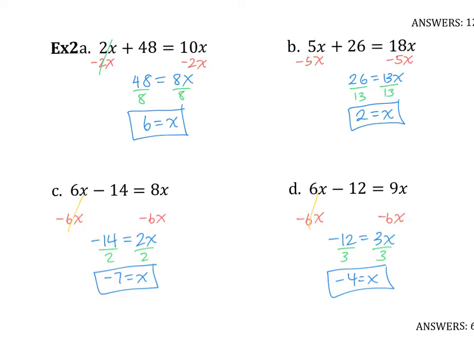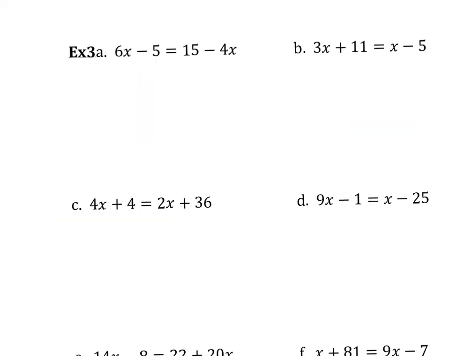Okay, for D, I got x equals negative 4. Check your work, see if you got the same as me. If not, try to find your mistake. Okay, now we're in example 3.